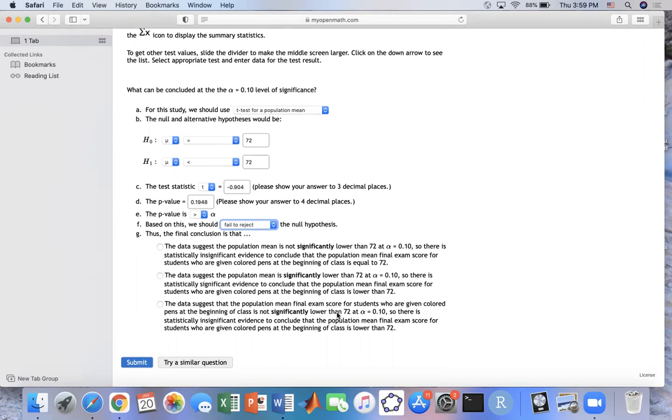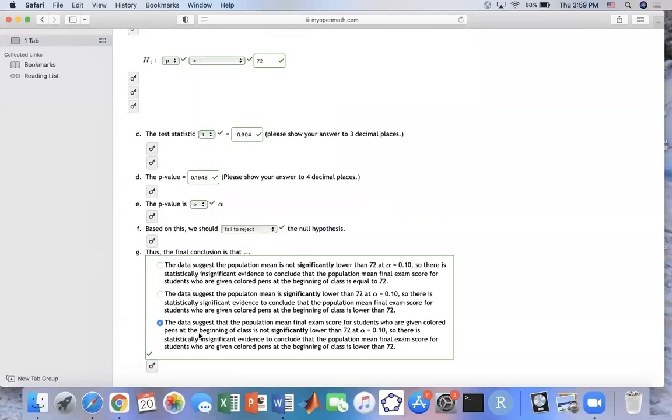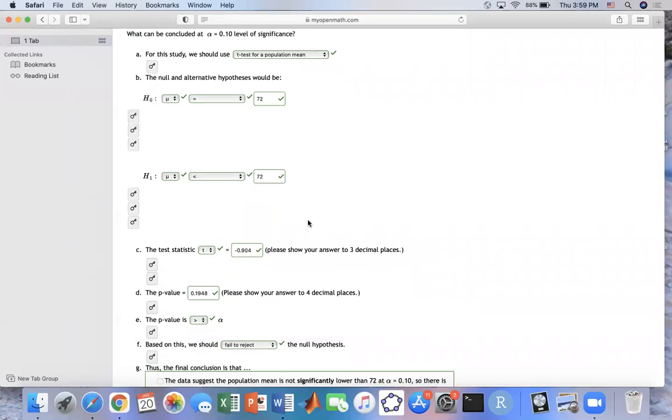This one says the data suggests the population mean final exam score for students who are given color pens from the beginning of class, not for all students, but just for those who take that part. Therefore, there is statistically insignificant evidence to conclude the population final exam score for students is lower than 72%. So this is what you're going to do. When you're done, you submit, and you will see all your answers here are correct.